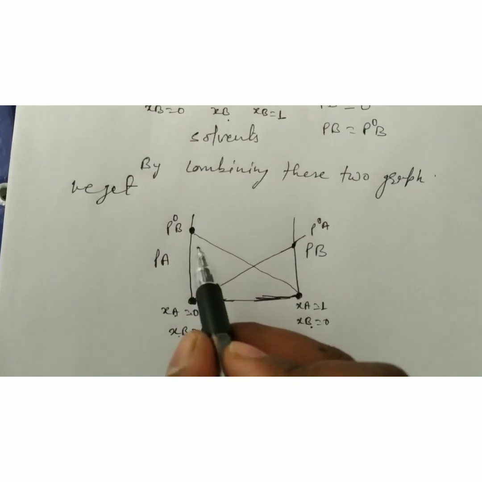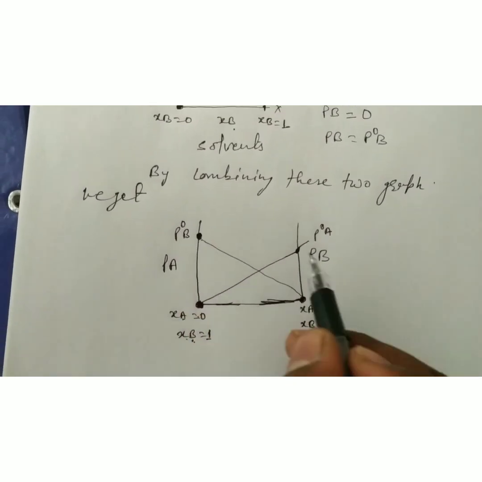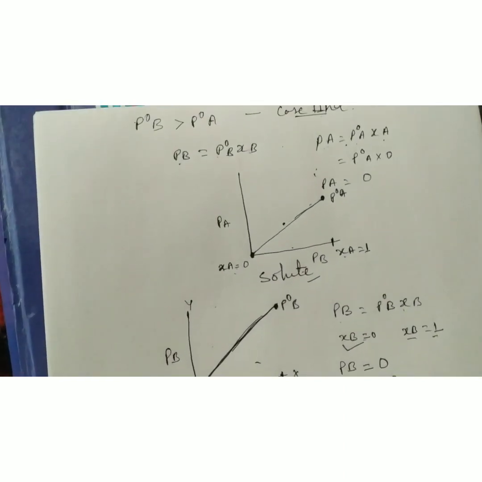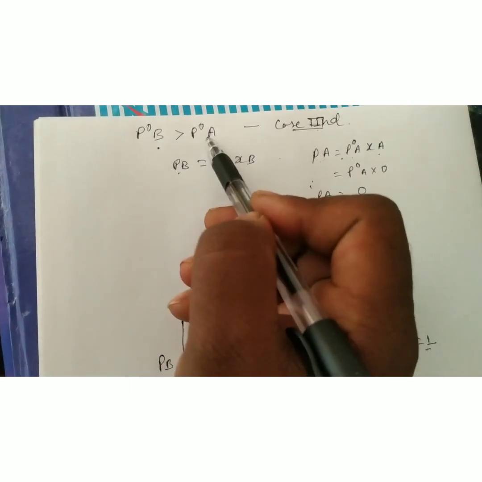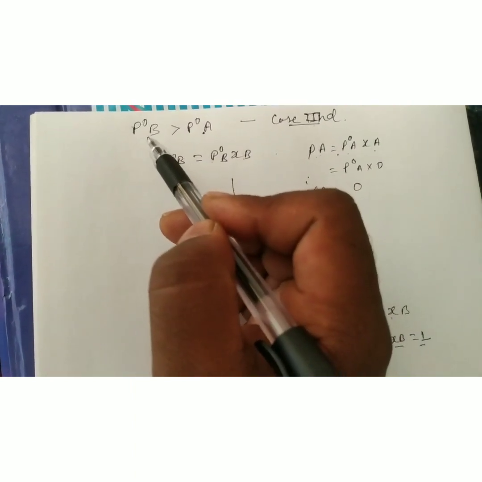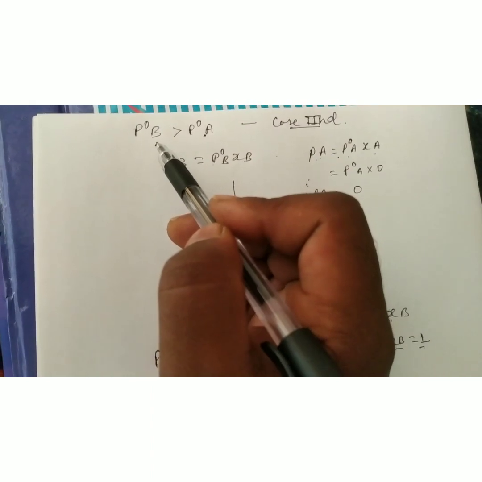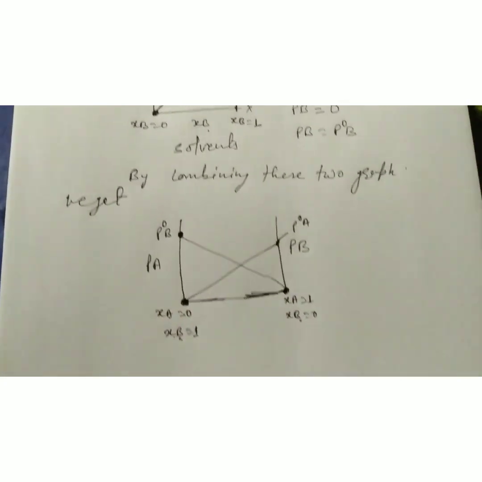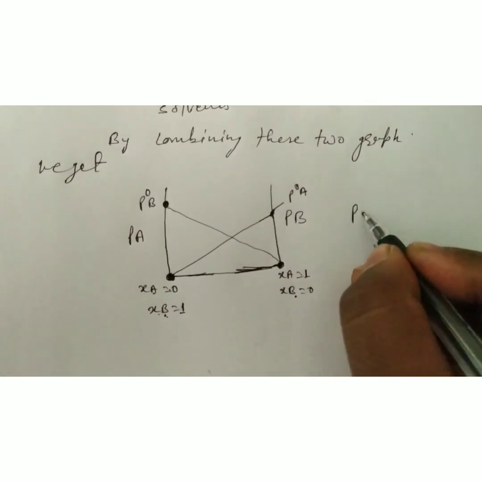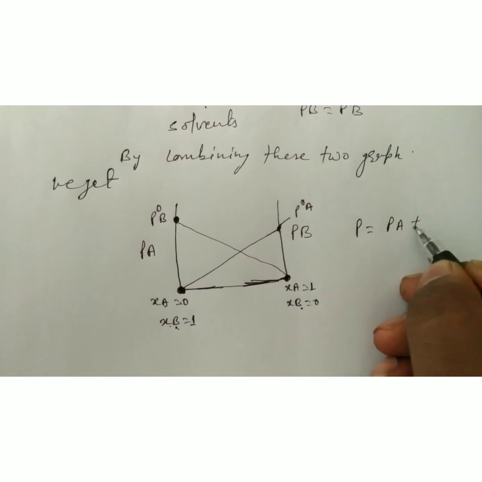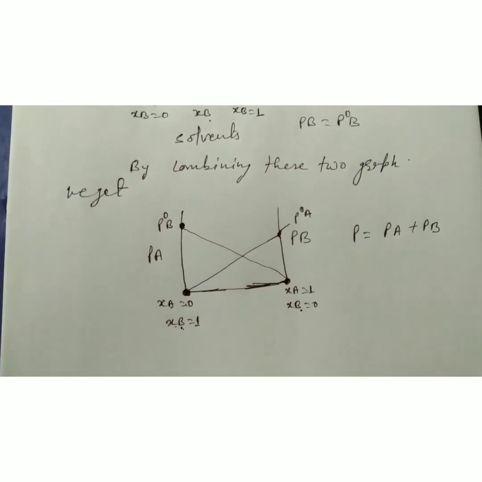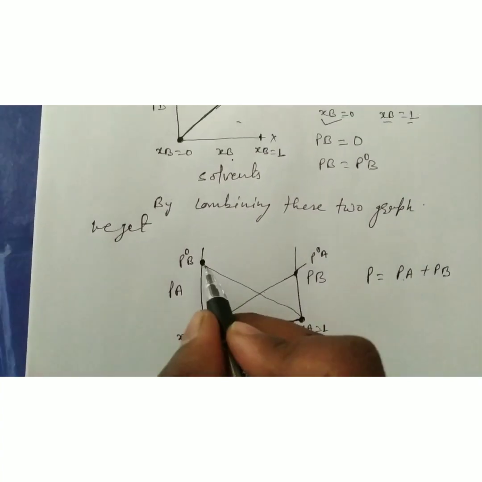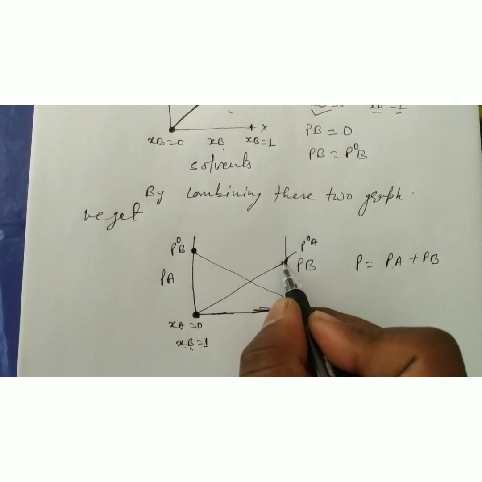Okay, now you see P naught B is greater as compared to P naught A, because we are going to discuss the second case, when P naught B is greater than P naught A. This means when the vapor pressure of solvent is greater than the vapor pressure of solute. So it will become this. But we also know the total pressure of solution is equal to the partial pressure of solute plus the partial pressure of solvent.